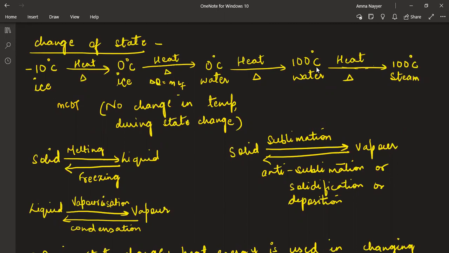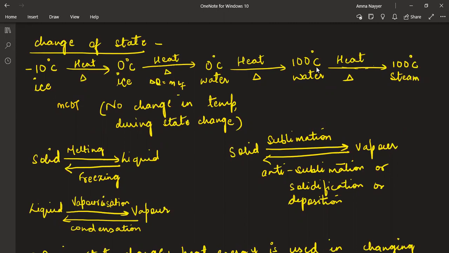So minus 10 degrees Celsius ice was given heat and it became 0 degrees Celsius ice. This you have to learn, class. Learn this along with me only. This you have to write in most of the questions. So minus 10 degrees Celsius of ice became 0 degrees Celsius of ice. Further heat was given, it became 0 degrees Celsius of water. Further heat was given, it became 100 degrees Celsius of water, and further heat was given, 100 degrees Celsius of steam.